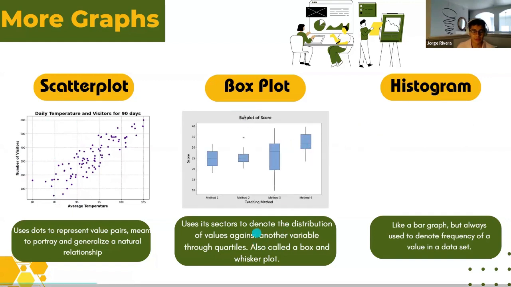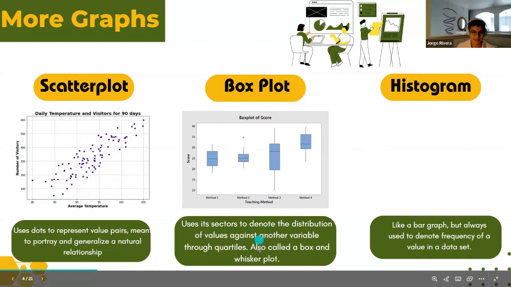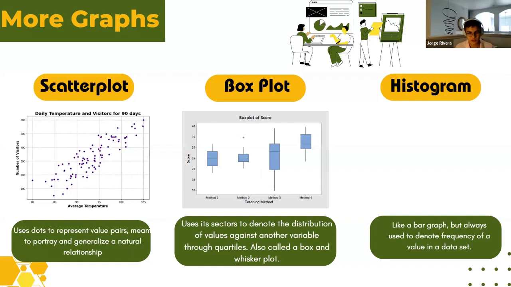Over here, we have the box plot. Now, this one's very special. It uses its sectors to denote the distribution of values against other variables through quartiles. What a quartile is, basically, is if you divided a population into 4 segments. For example, using test scores: here we have different types of teaching methods, and here we have the scores. This long one is going to be the first quartile, right?